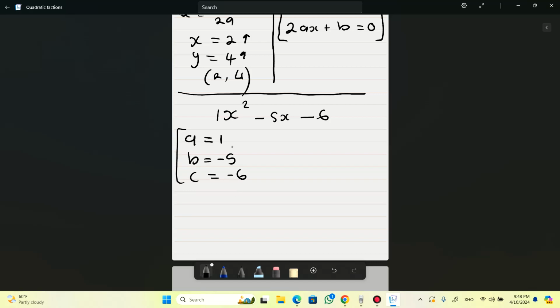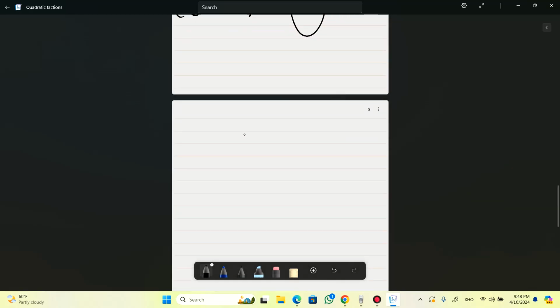Okay, now I know these, right? Now I have to identify whether I'm smiling or I'm sad, right? Notice that a is 1, therefore 1 is greater than 0. So if it's positive, meaning I'm happy in that case. So I'll have a happy face. My function will look something like that, right? And then the next thing is to find my x-intercept. Rather, let's find our y-intercept.